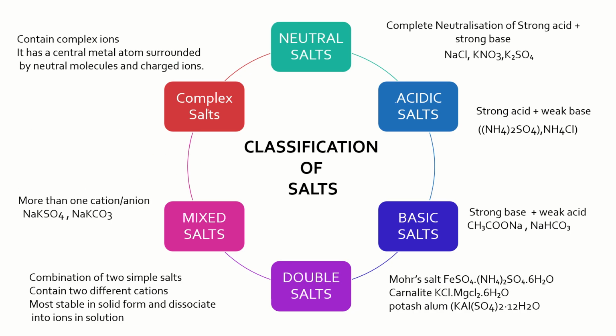Next is a complex salt, which contains complex ions. They have a central metal atom surrounded by neutral molecules and charged ions. This is the central metal atom which is surrounded by the neutral molecules or the charged ions. An example is potassium ferrocyanide and another example is tetraamminecopper(II) sulfate.